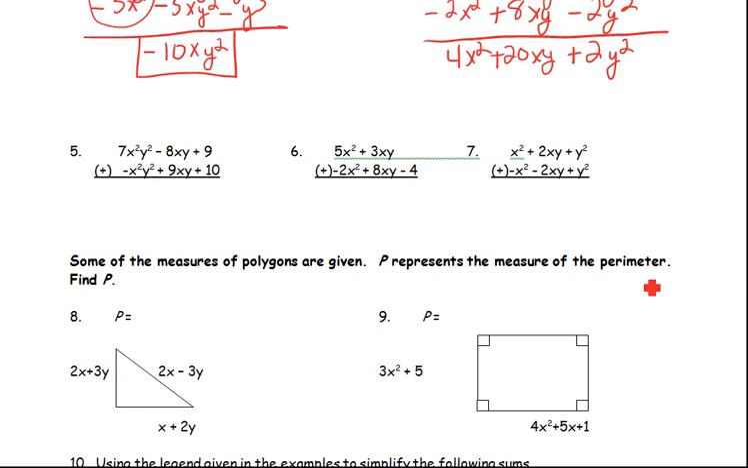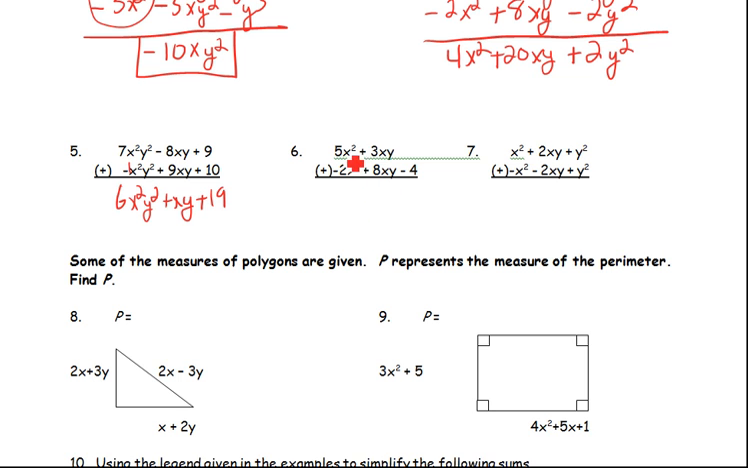Alright, let's look at number 5. These are all lined up properly. So this is a 7. Remember, this is a negative, so that means if we have to, we can put the 1 in there. 7 minus 1 leaves me a 6x squared y squared. A negative 8 and a positive 9 leaves me with a positive 1. I don't need to write the 1, xy. And then 9 plus 10 is 19.